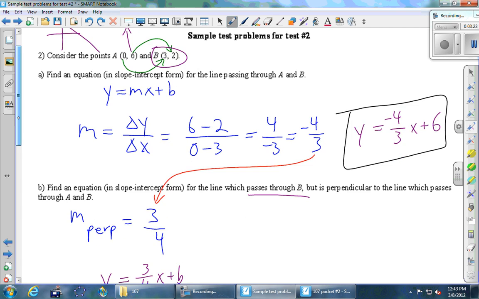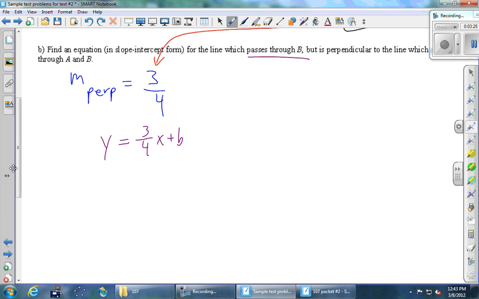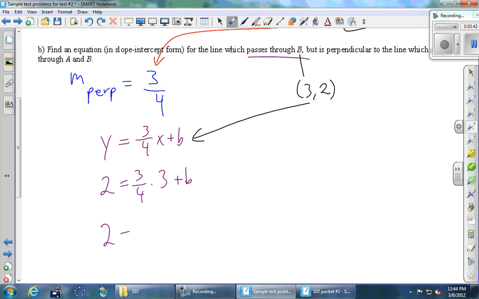We know we're going to hit the point (3, 2). So B is (3, 2), and what we're going to do is plug in 3 and 2 for x and y in our equation. The y is 2, equals 3/4, the x is 3, plus the unknown b. Then we have to do a little work to find the value of b. So we multiply those fractions and get 9/4. Make sure you only put that 3 up above if you really need it. It's a 3/1.